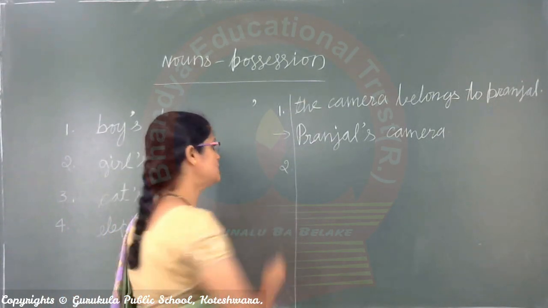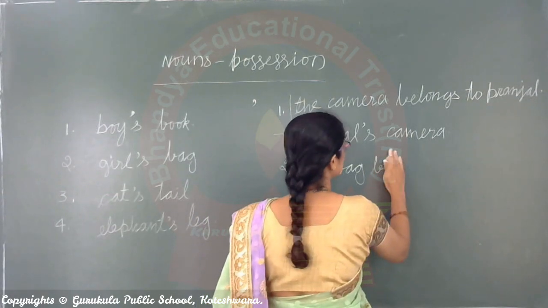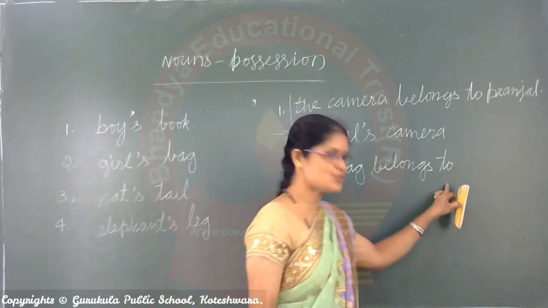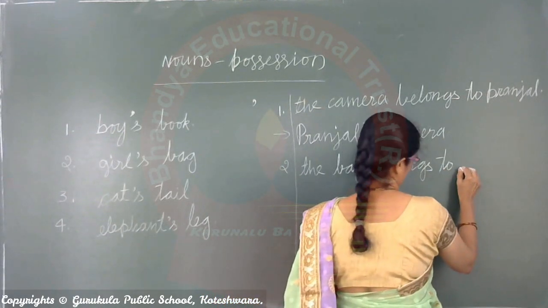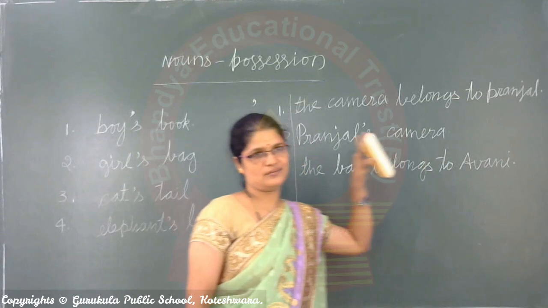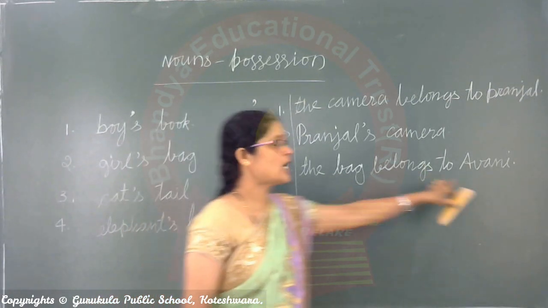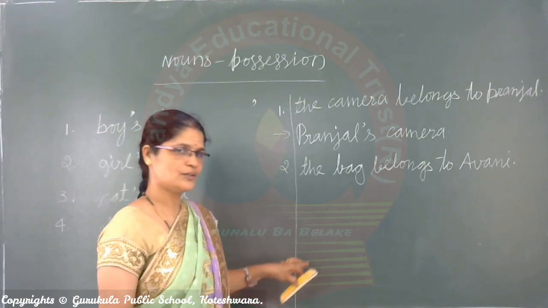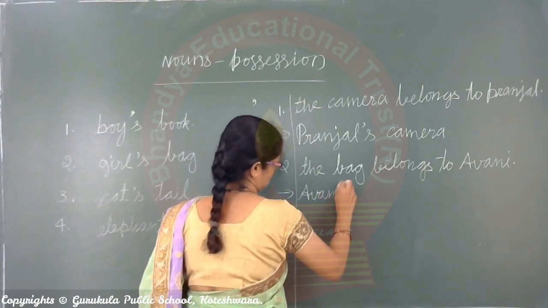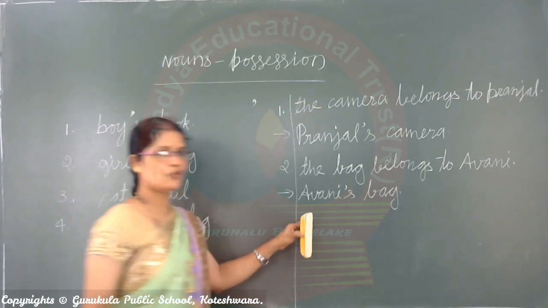See, listen here, one more example. The bag belongs to Avani. See, there is a bag. Whose bag is that one? Avani's bag. Who is the owner of the bag? Avani. So how should we write? Avani's bag. Avani, apostrophe s. Avani's bag.